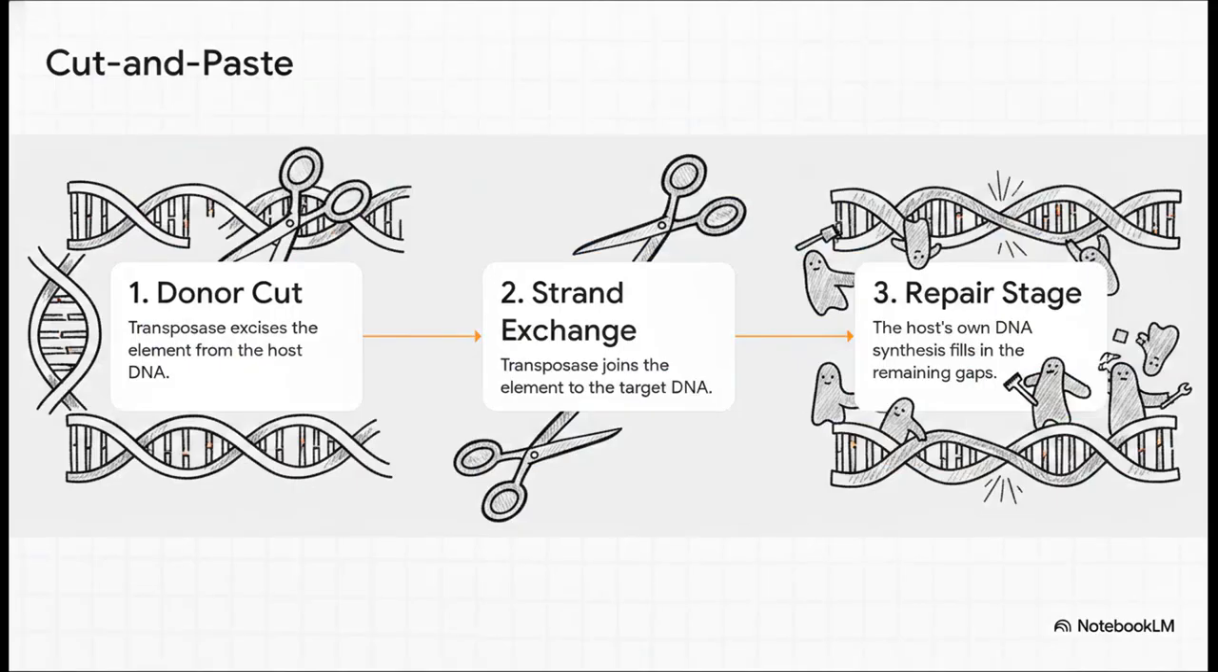So how does cut and paste really work? Well, it's like a little three-step dance. First, an enzyme called transposase acts like a pair of molecular scissors and snips the element right out. Second, that same enzyme pastes the element into its new home. And finally, the cell's own repair crew rushes in to patch up the little gaps left behind.